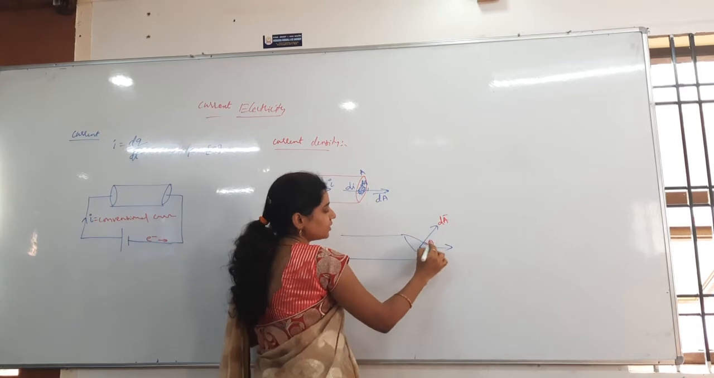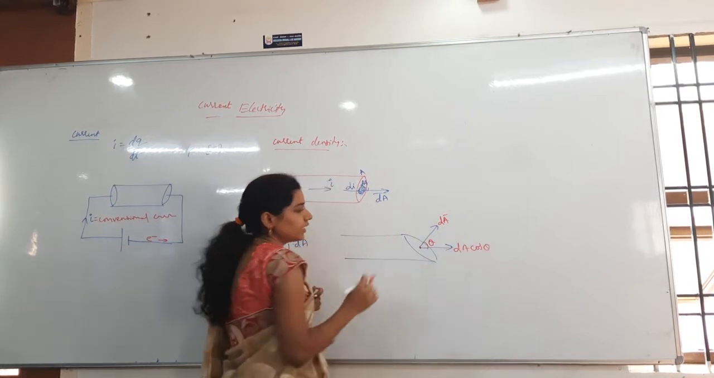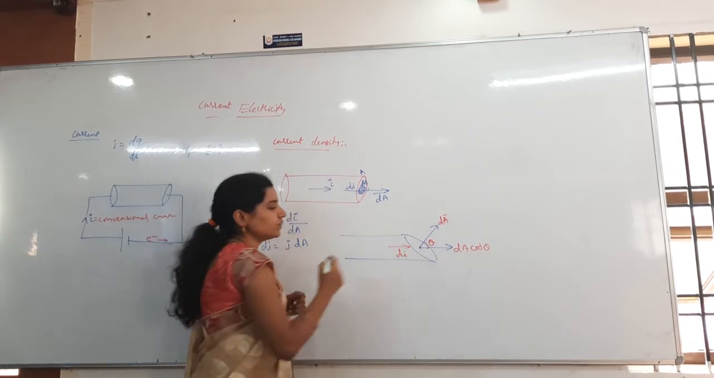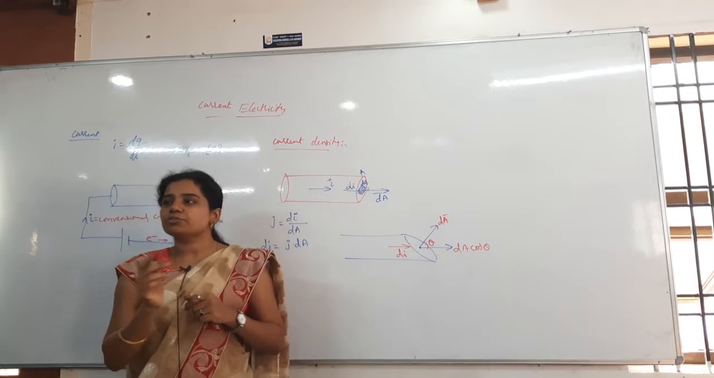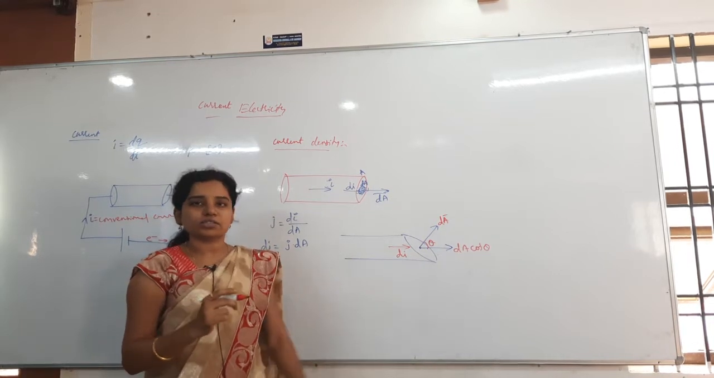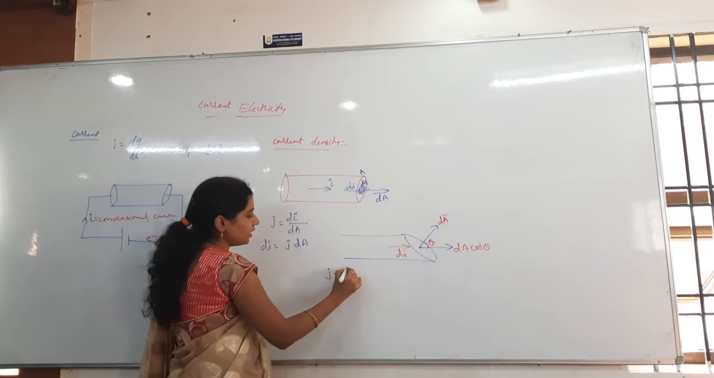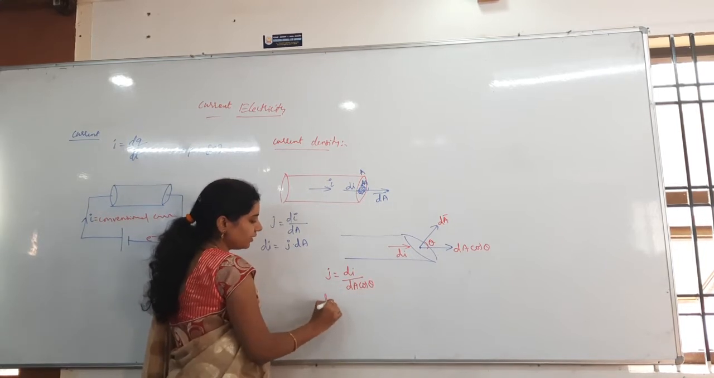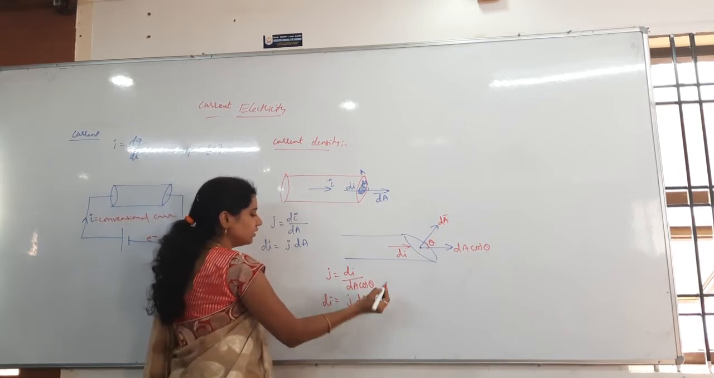If I take the angle as theta here, then this will be dA cos theta. Along this dA, a current is flowing. How much is flowing here? di. I said that always the current and the area should be in the same direction. Along the I, which area is there here? dA cos theta. So the density J is equal to di by dA cos theta. Then di is equal to J into dA cos theta.